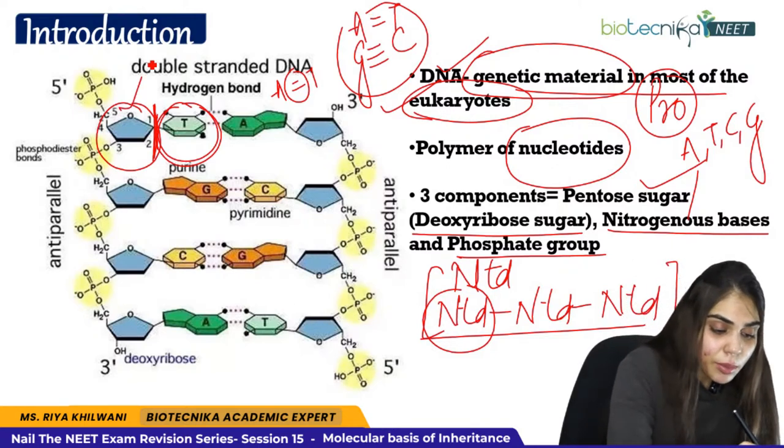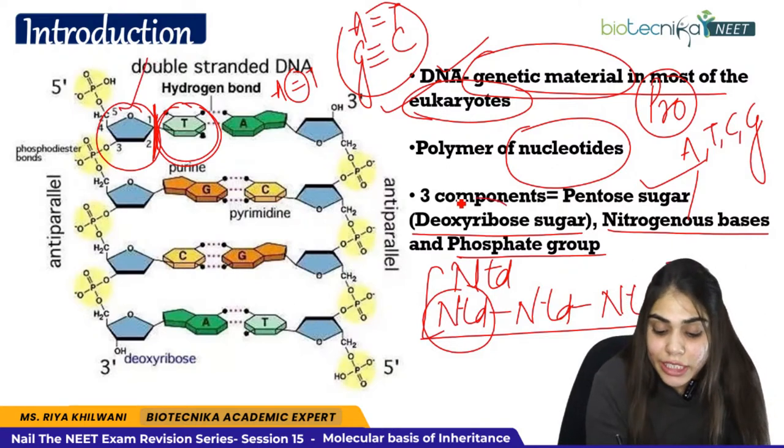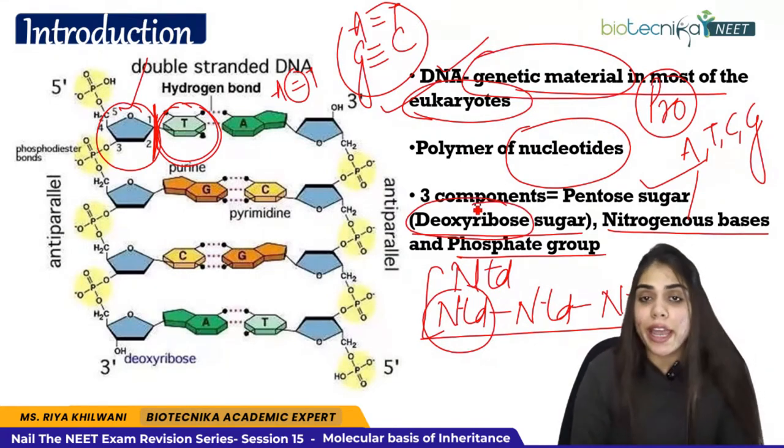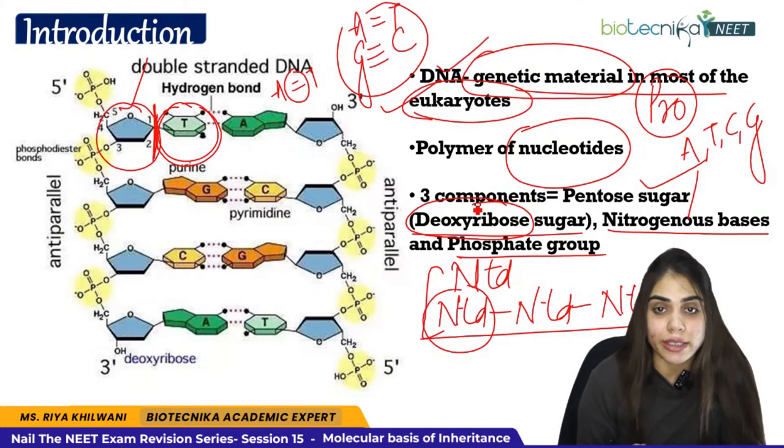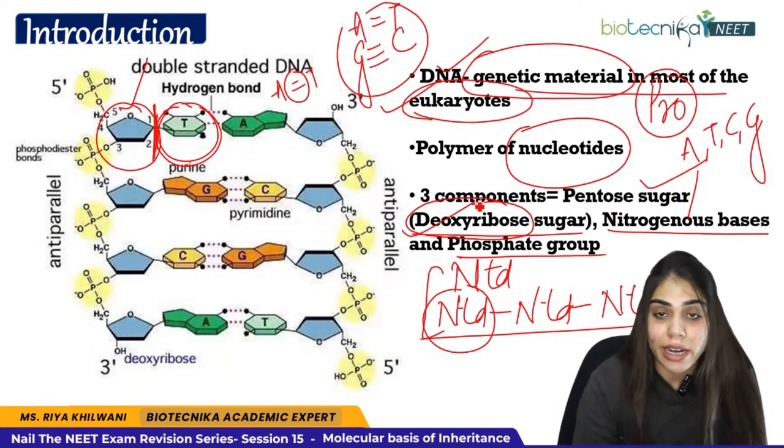This is a pentose sugar, that is a deoxyribose sugar. You may have a question from here: what is the name of the sugar that is present in DNA? It is deoxyribose sugar.